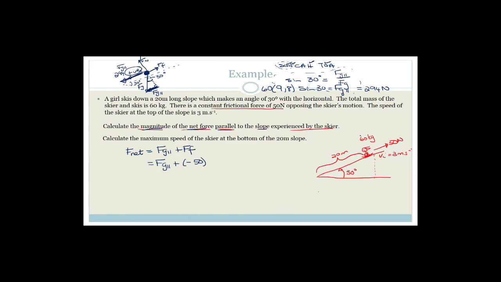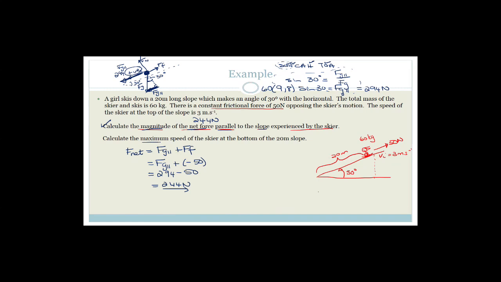So obviously she is actually coming down the hill because there's a net acceleration down the hill. So that is going to be 294 minus 50, which is going to be 244 newtons. And they just asked the magnitude, so you don't have to give direction. But otherwise you would write down the hill. Okay, so we've done that. It happens to be 244 newtons.